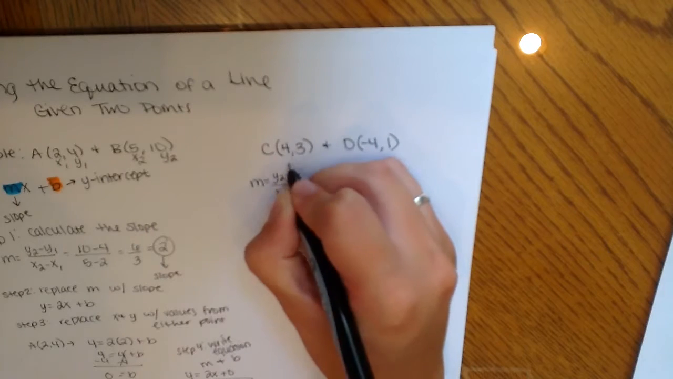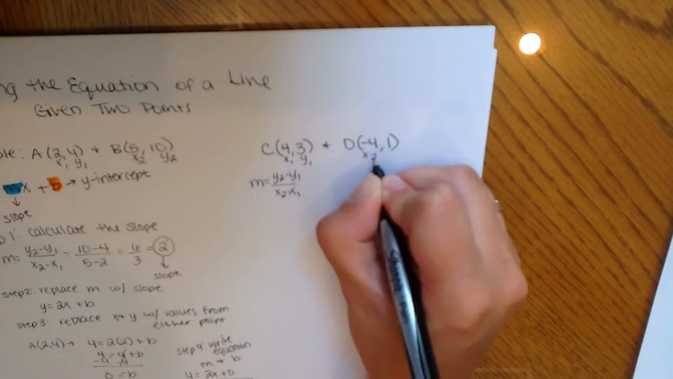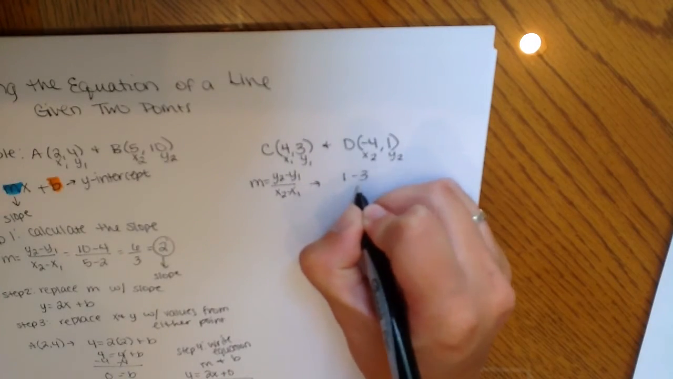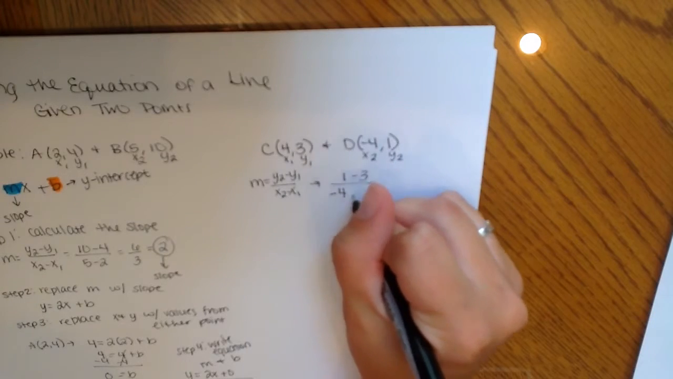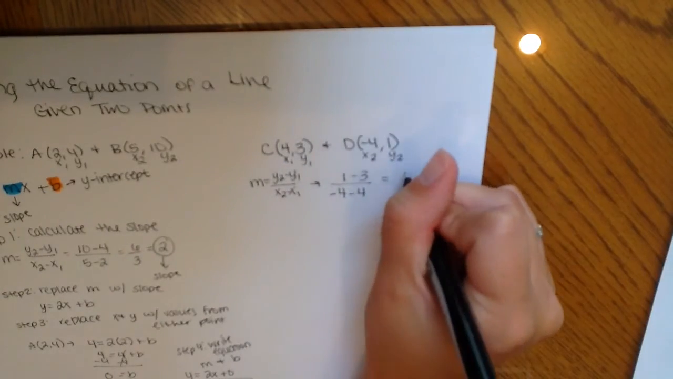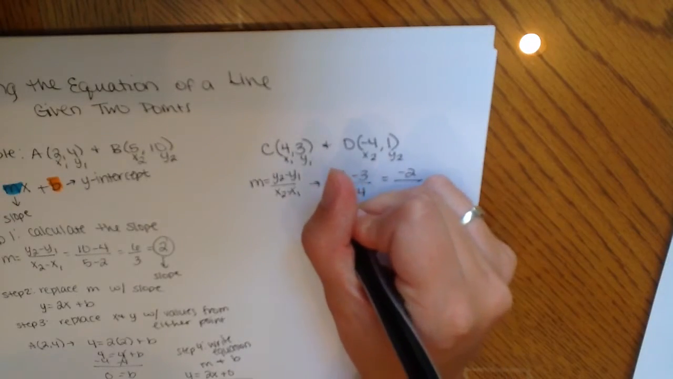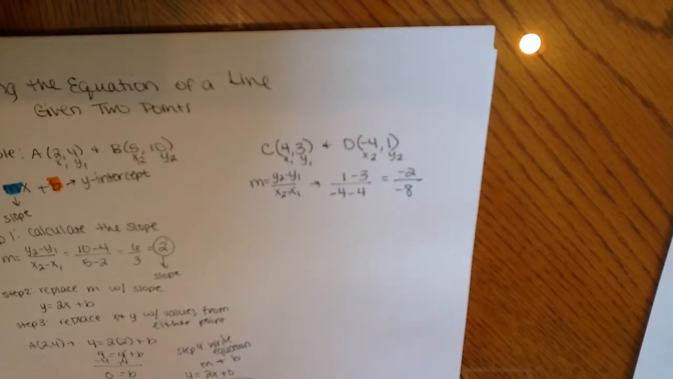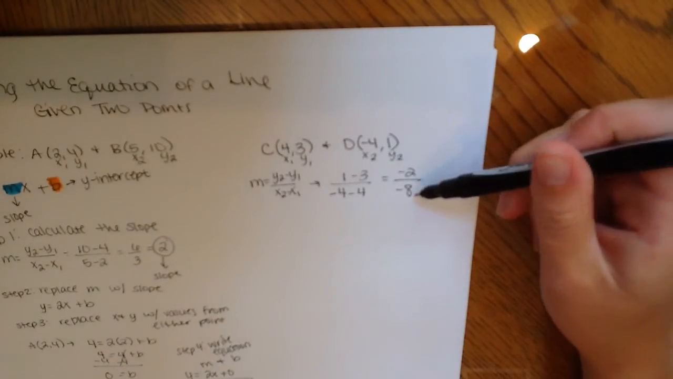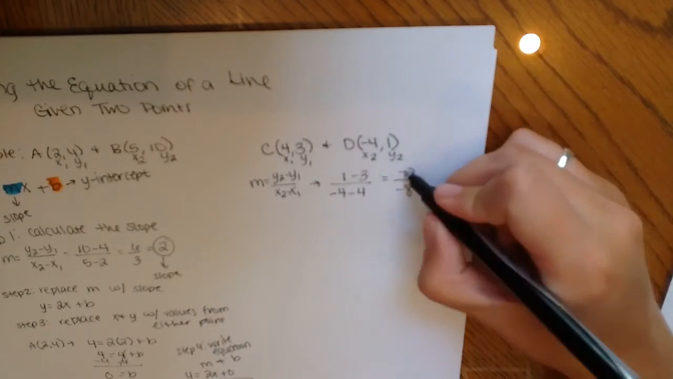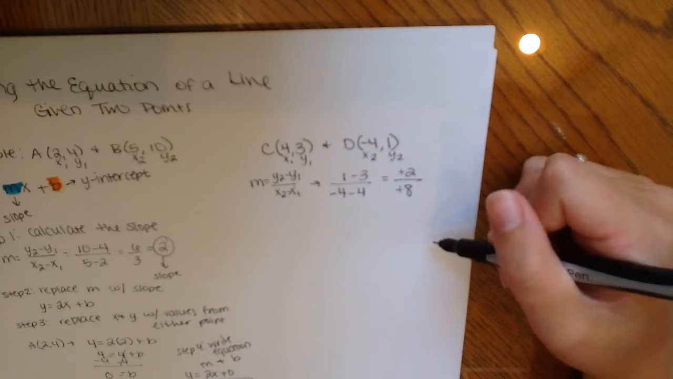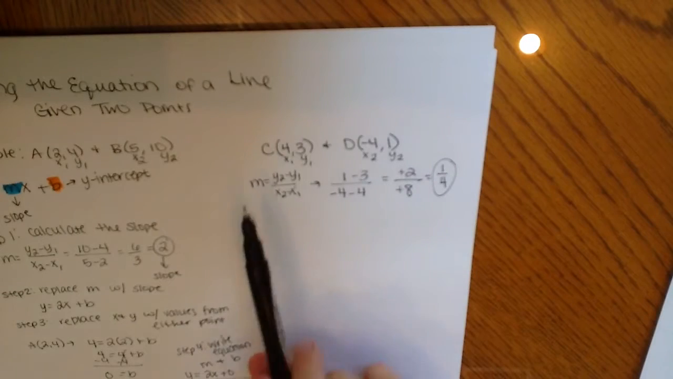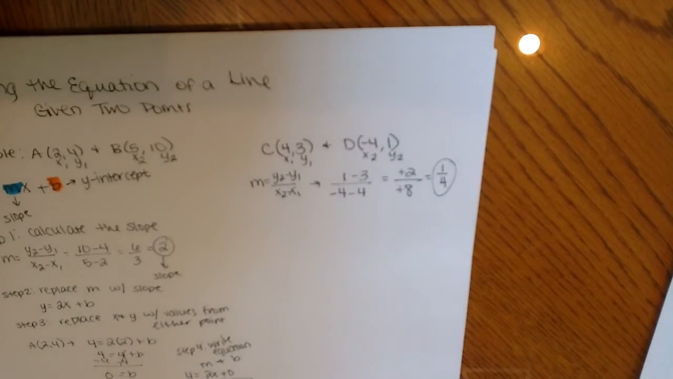x1, y1, x2, y2. So 1 minus 3 over negative 4 minus 4. 1 minus 3 is negative 2, and negative 4 minus 4 is negative 8. Recall from our integer rules that a negative divided by negative is positive, so this will become positive 2/8, and I can simplify this even further to 1/4. So the slope of the line that passes through the points C and D is 1/4.